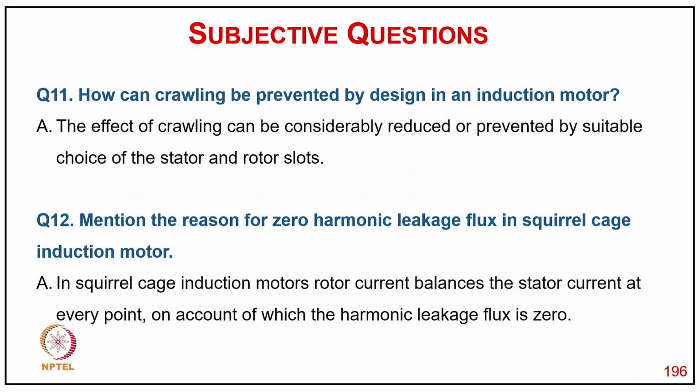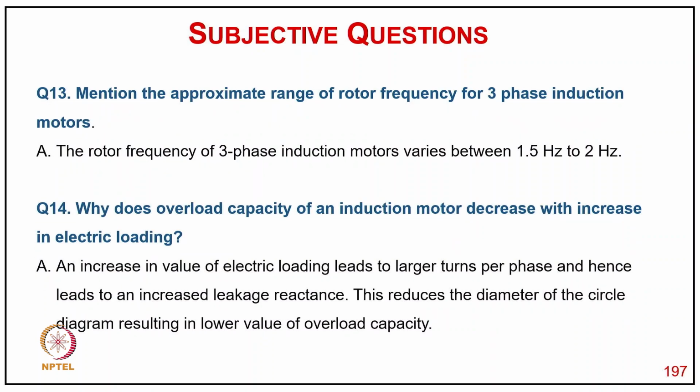Mention the region of zero harmonic leakage. In a squirrel cage motor, the rotor current balances the current, and on account of this the harmonic flux is zero. Mention the appropriate range of the rotor frequency. The range of frequency of a three-phase induction motor varies from 1.5 to 2 Hz at full load.